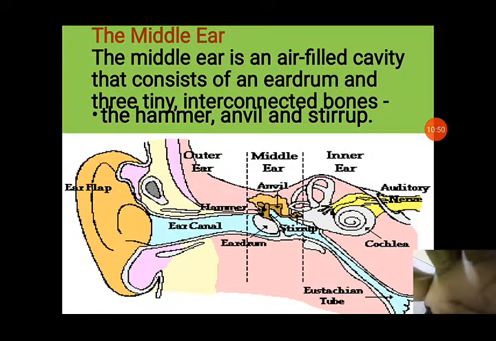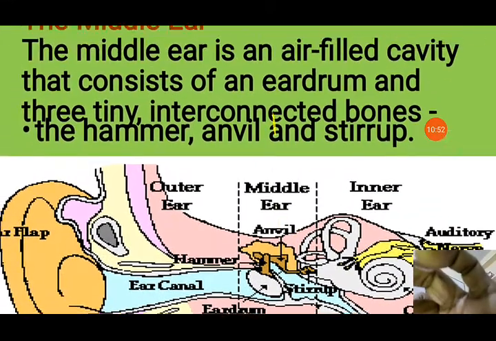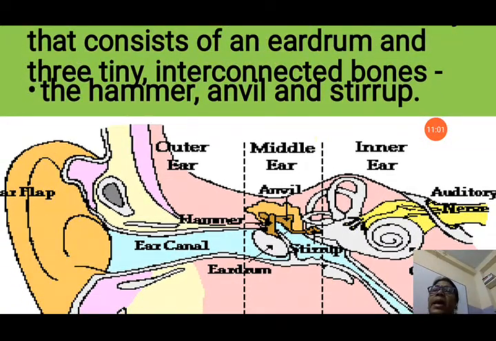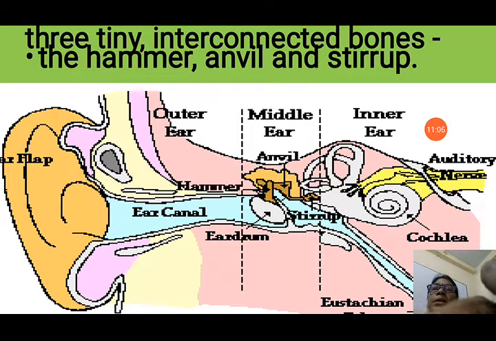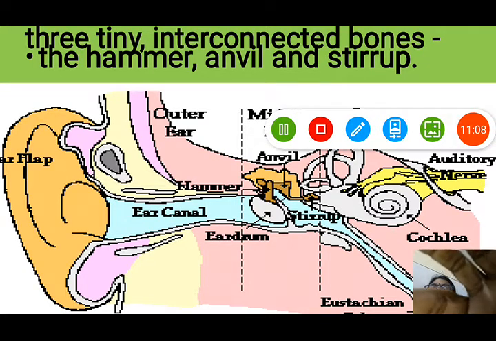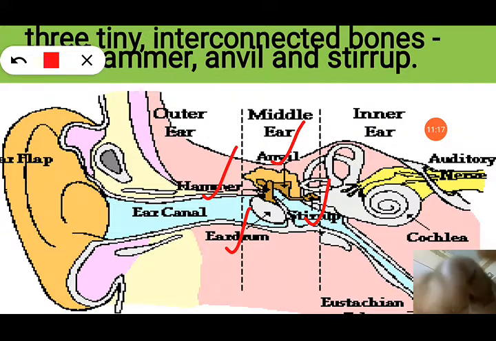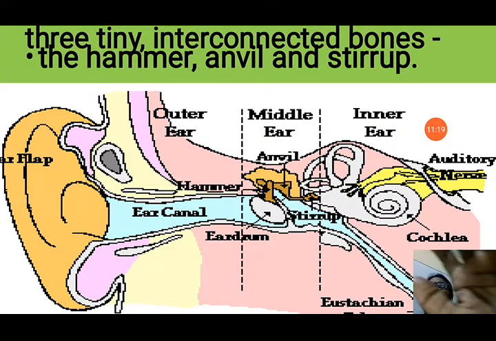Now the middle ear. The middle ear is an air-filled cavity that consists of an eardrum, a transparent membrane, and three tiny interconnected bones: the hammer, anvil and stirrup. You can see in this picture the eardrum, that is a transparent membrane, the hammer, and the stirrup and anvil. These are all in the middle ear. They help us to send the sound waves.